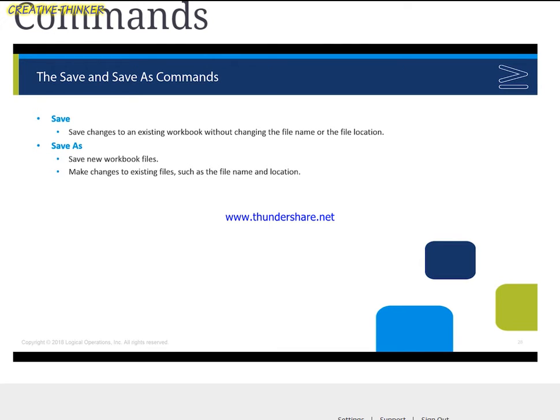Save as is for saving new workbook files or making changes to existing files. So if you don't want to save it over top of the original, you can save it as and give it a different name. Okay? And when they say new workbook files, we're talking about the fact that the first time you save, you are going to have to give it a name. You are going to have to specify where I'm actually putting this file. That's just a part of the process.